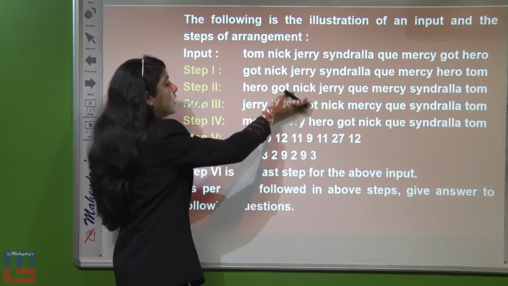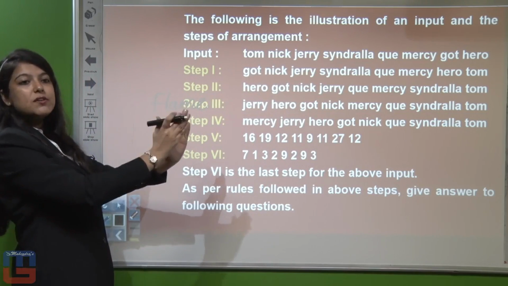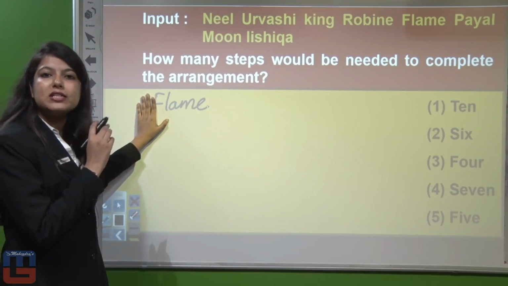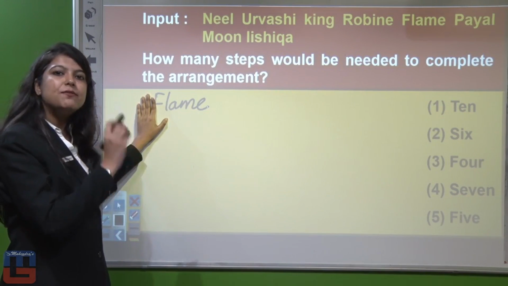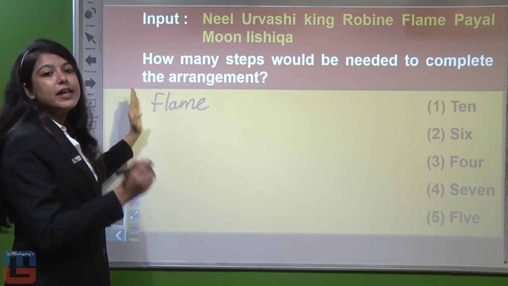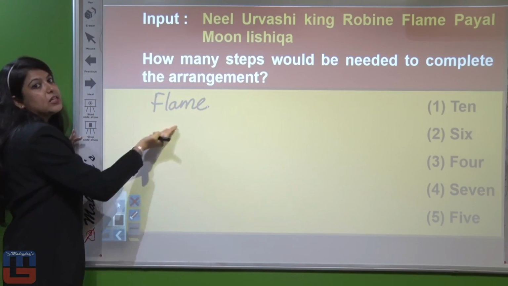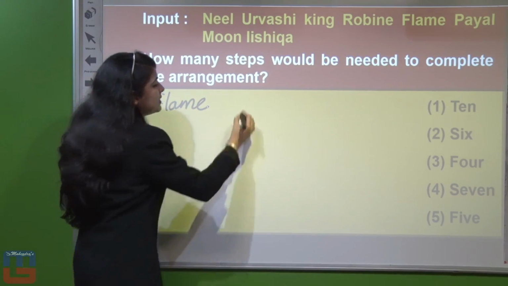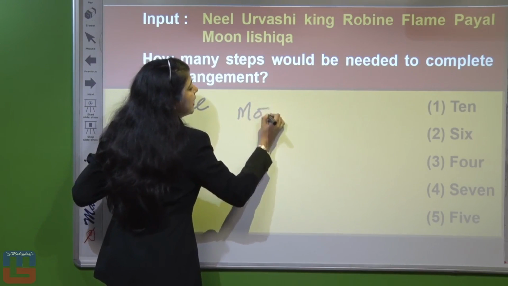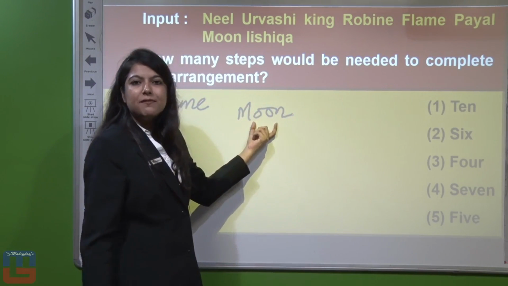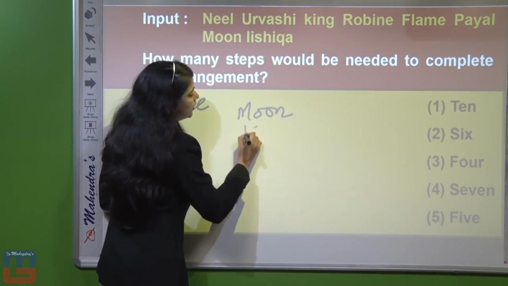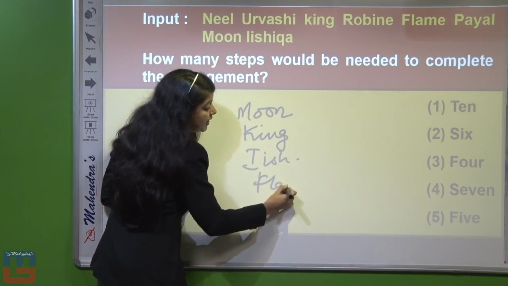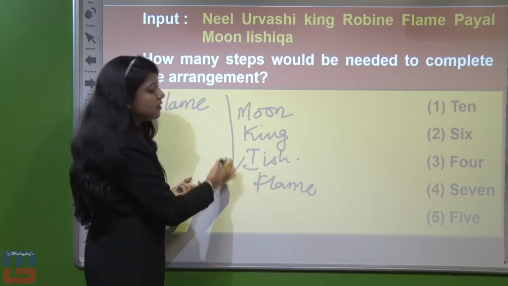Then Govt and hero shifted, Jerry arranged, then Govt, hero, Jerry shifted, and Mercy arranged. We have to do only this here also. We are arranging flame in the first part. After arranging flame, we will take Ishika, then Ishika in front of flame, then before Ishika we will take king, and before king we will take moon. That means the arrangement would start from moon. Starting from moon, then king, then Ishika, then flame. Now this is not the end, this is actually the starting arrangement pattern.